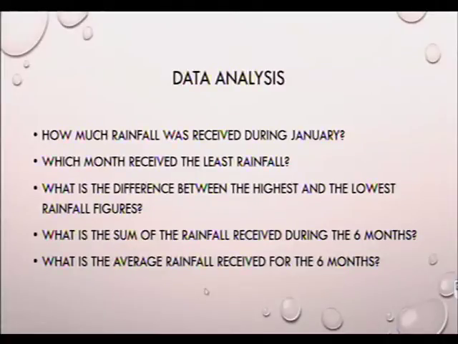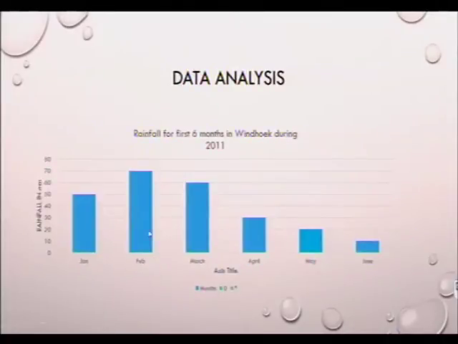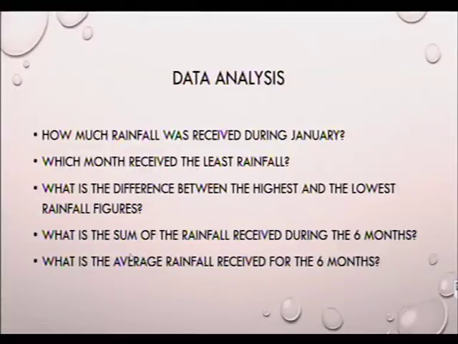What is the average rainfall received for the 6 months? How will I get the average? I already have the sum, and like we said, 240 millimeters. So I now divide the sum by the number of items, meaning there are 6 months. 240 divided by the 6 months will give me 40 millimeters on average. So if I have to find the average, I take the sum, meaning I add everything, and then I divide it by the number of items.